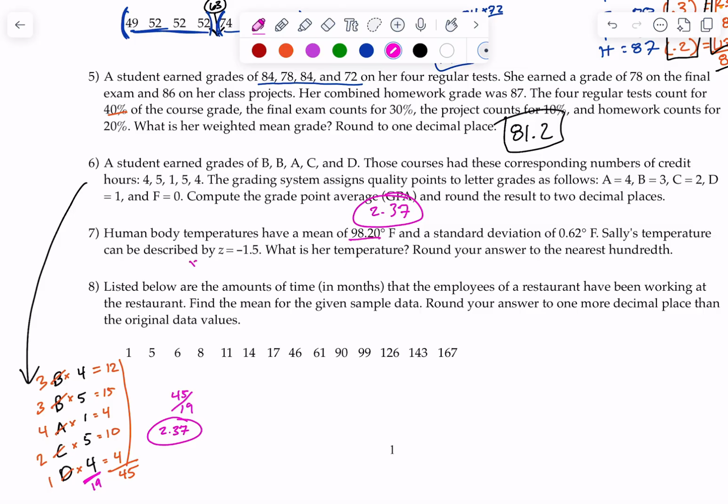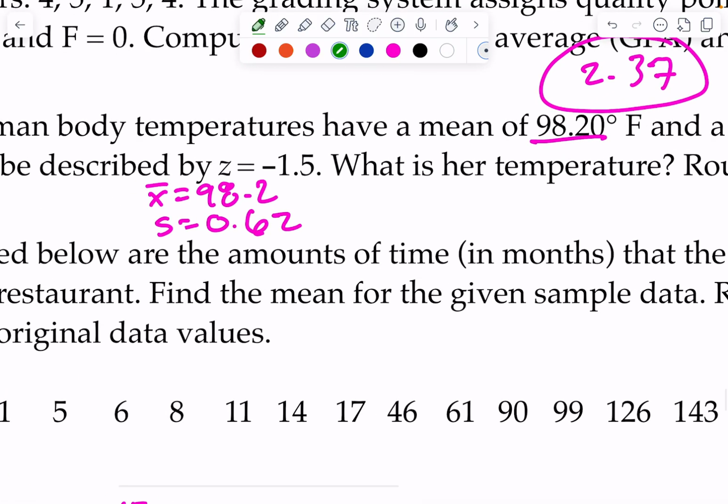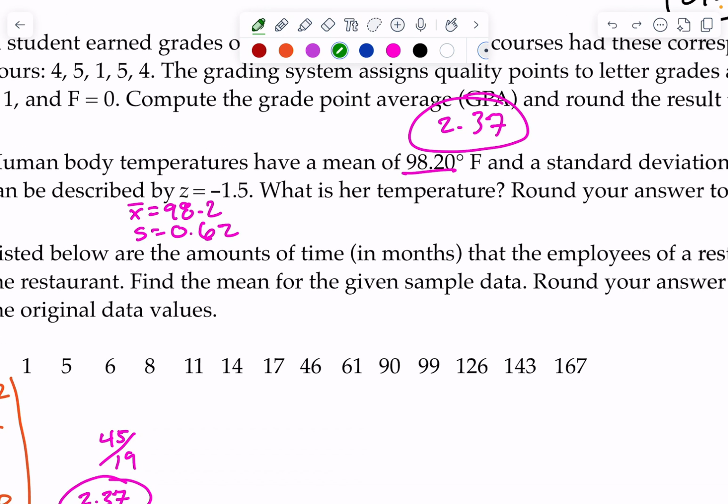All right, human body temps have a mean that is 98.2. So I'm going to write that down. Mean is X bar, 98.2, and a standard deviation of 0.62. Sally's temperature can be described as a z-score of negative 1.5. Okay, negative 1.5. So she is 1.5 standard deviations below average. Okay, what is her temperature?